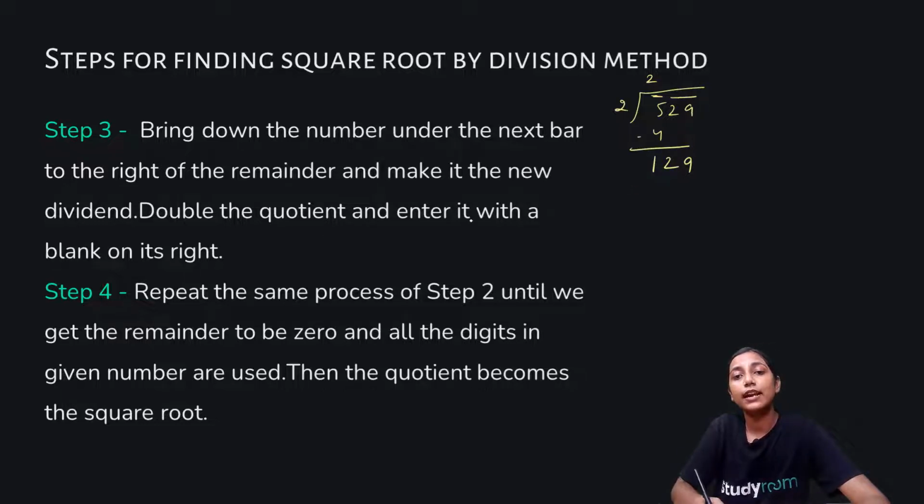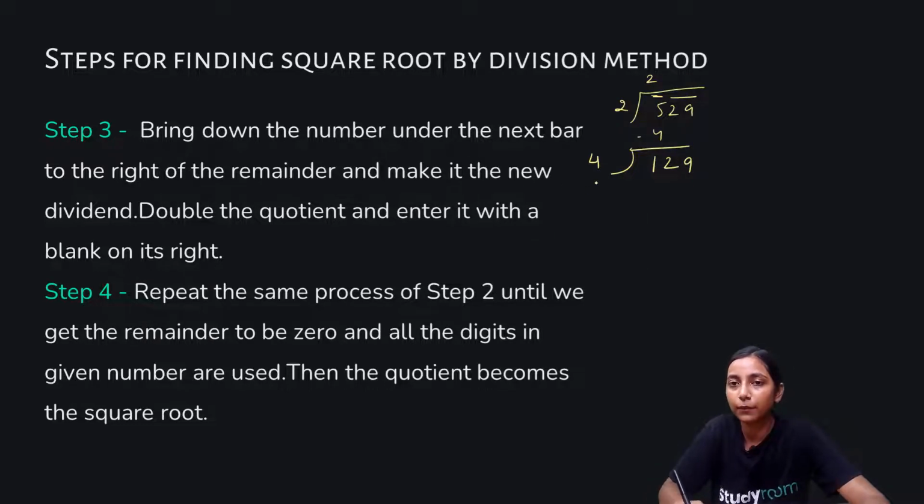Double the quotient and enter it with a blank on its right. So now we are going to divide this 129. For dividing this 129, we double the quotient. The double of 2 will be 4, and we enter it with a blank on its right. I have written it here. Now repeat the same process of step 2 until we get the remainder to be 0 and all the digits in the given number are used. Then the quotient will be the square root of that number.